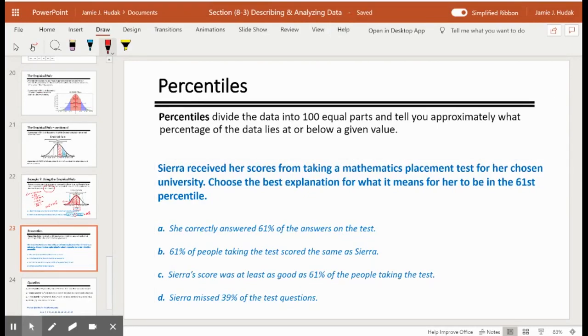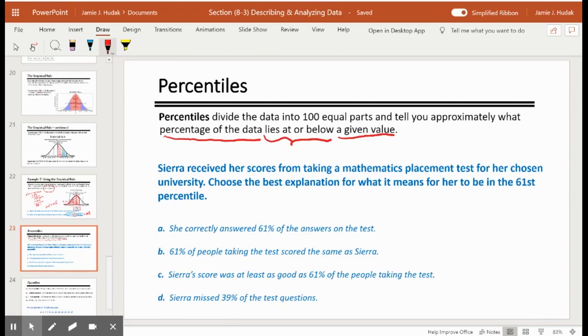So percentiles divide the data into 100 equal parts and tell you approximately what percentage of all data lies at or below the given value. So lies at or below, and that's the important part of the interpretation.